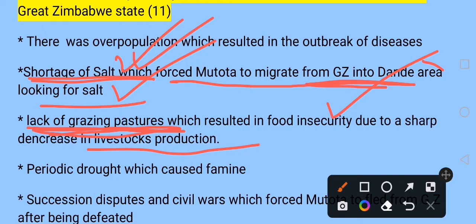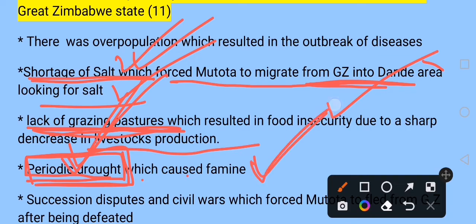Protection. That is to explain a point here. Then also, chimwe chakakonzeresa downfall Great Zimbabwe, it was periodic drought. Why is it called periodic drought? Because madroughts aitika from period to period. Saka periodic drought yakakonzera famine. In other words, unogona kuti futi there was a famine caused by periodic drought.